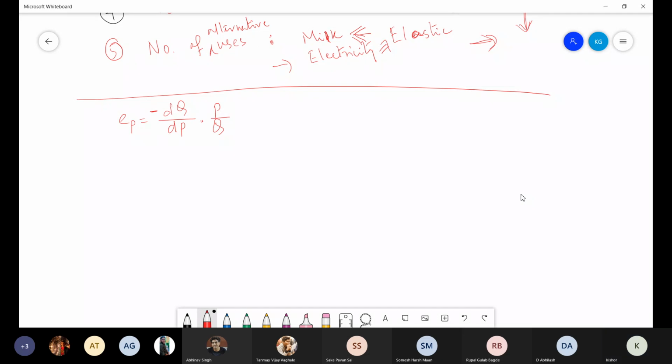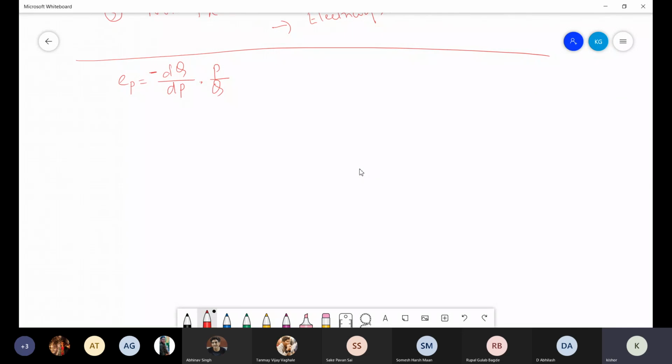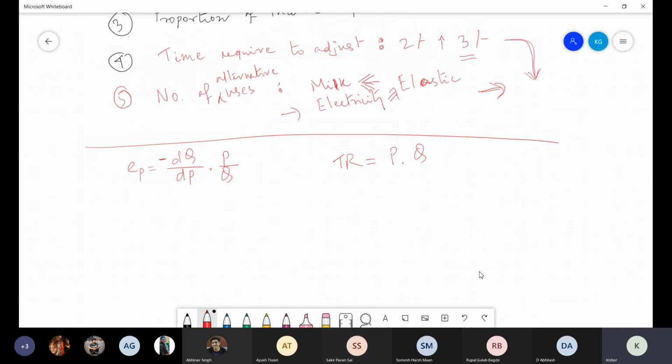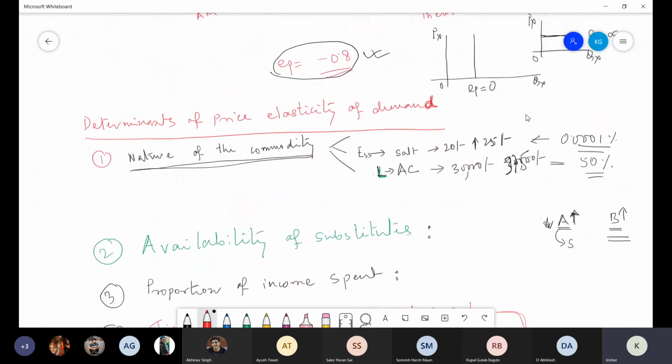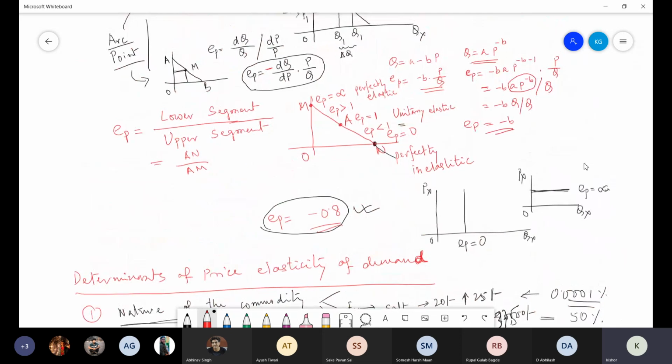Now, remember, there are certain important aspects here. One is, say, total revenue. What is total revenue? In any business, total revenue is P into Q. Earlier also I discussed it, in different contexts, even last class, probably.